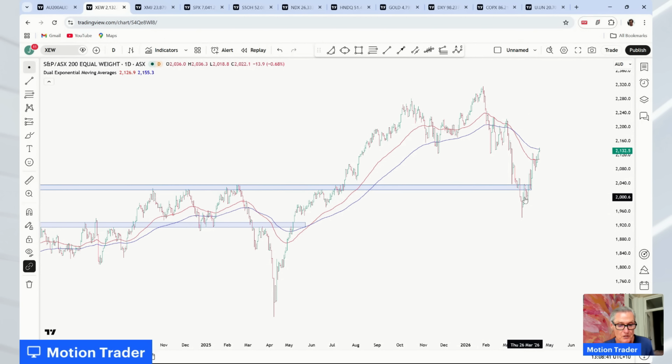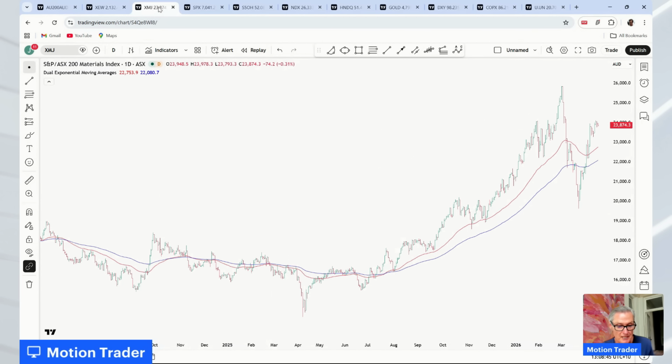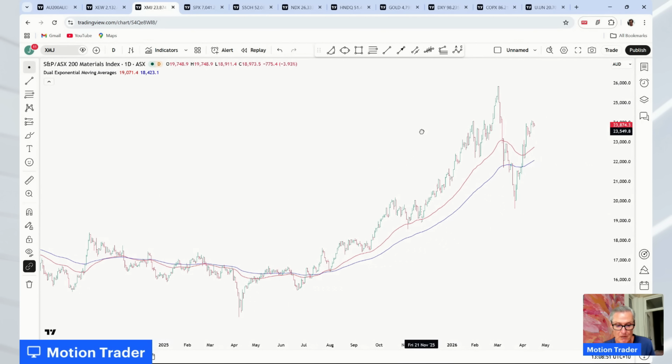And when we look at the materials index, this is the ASX 200 materials index. This is where the big miners are all contained. I get the same impression by looking at this price structure here. So we've got the quick recovery off the low, so that's positive, and it indicates strong buying, and I think it makes a longer lasting decline less likely.